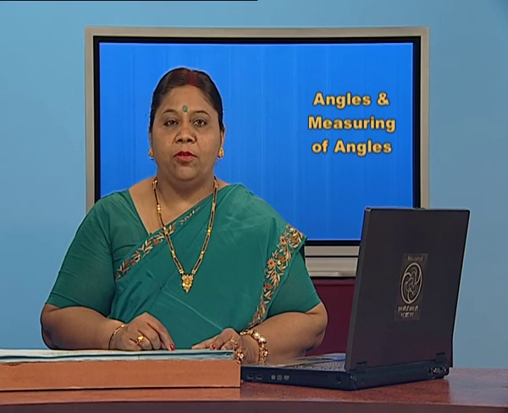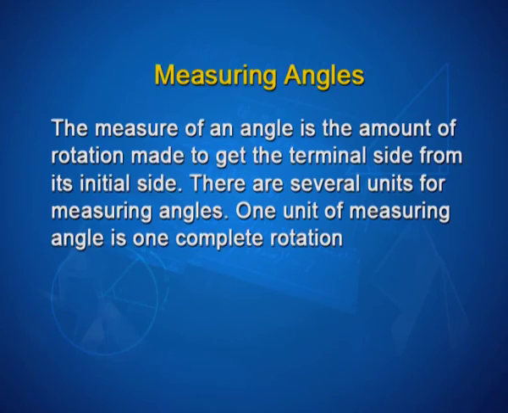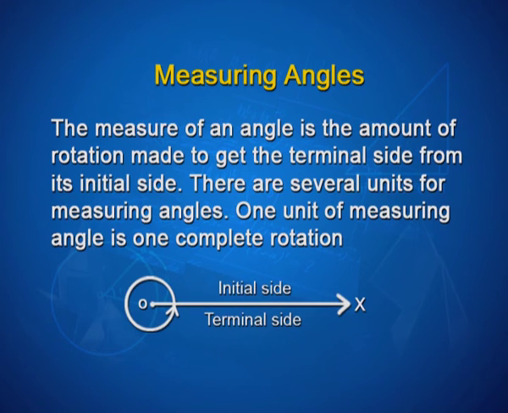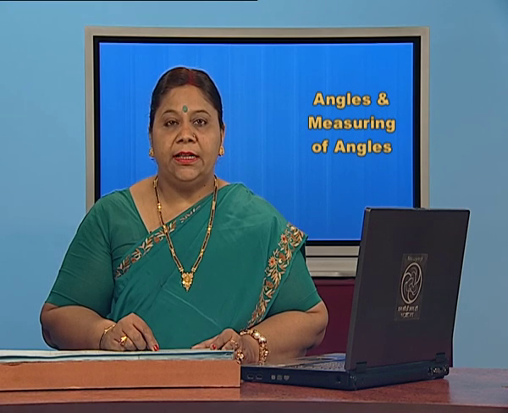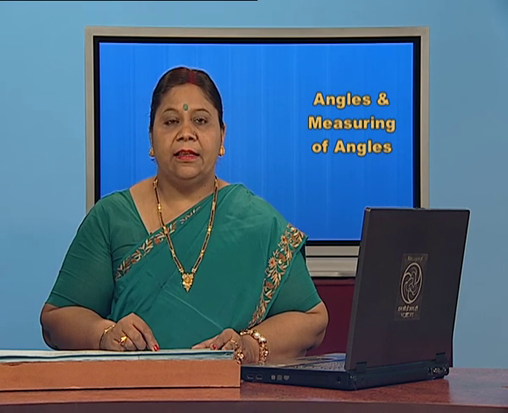Now, let us study how to measure these angles. The measure of an angle is the amount of rotation made to get the terminal side from its initial side. There are several units for measuring angles. One unit of measuring angle is one complete rotation. Here you can see in the figure, one complete rotation is considered as 1 unit. Now, we shall discuss the systems of measuring angles.